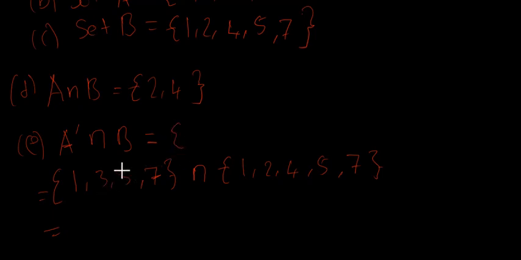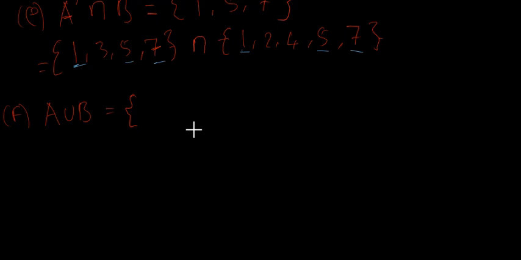So how can we find this? We simply say we have a 1 here, and we also have a 1 here. We have a 5 here, and we also have a 5 here. Then we have a 7, and we also have a 7 here. So basically we have found our intersection to be 1, 5, and 7. So this is how we find A complement intersection B. This is the easiest method. We move on to the next question.